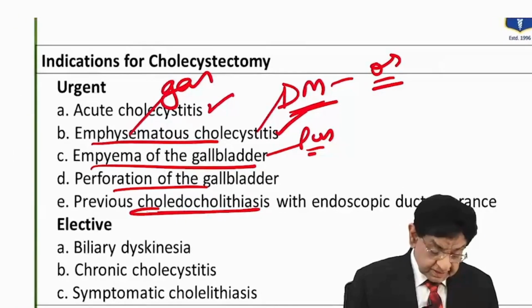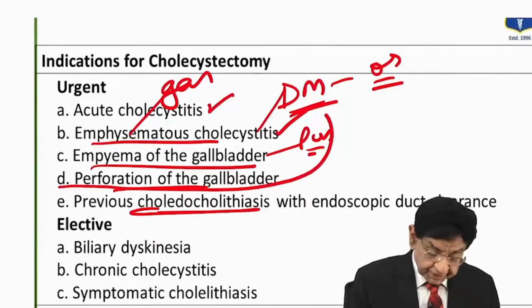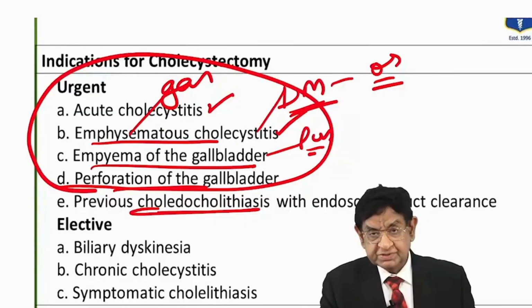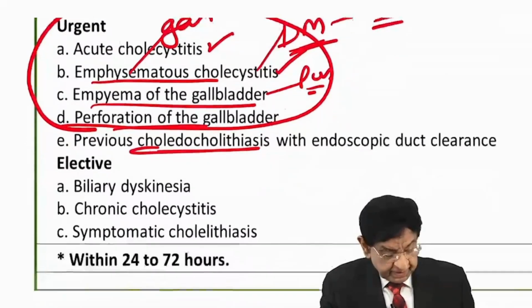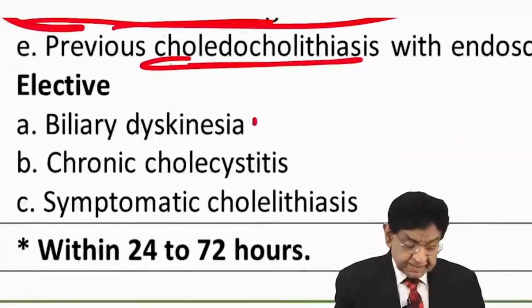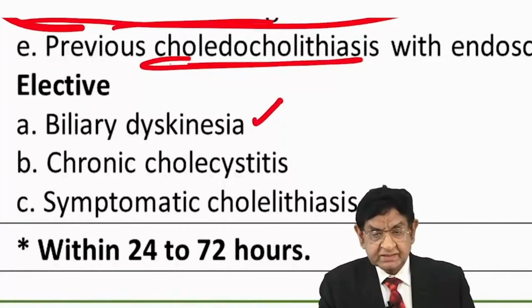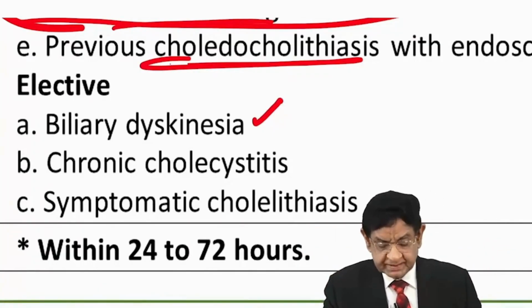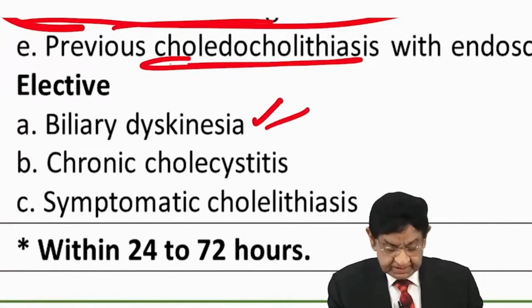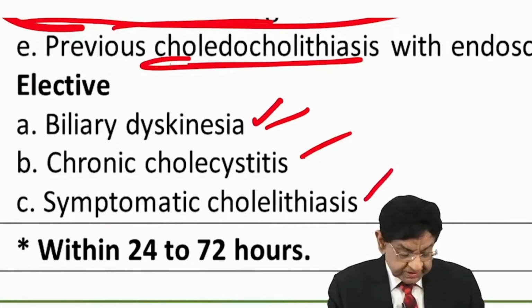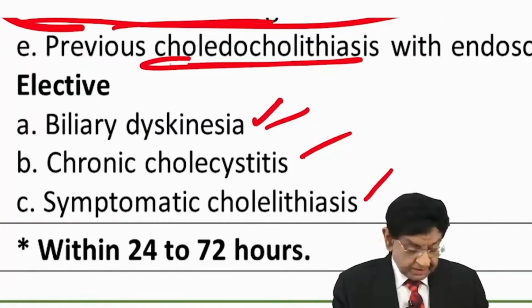But out of these, don't forget these four. These four are the urgent indications of surgery by cholecystectomy. Elective surgery we can plan for biliary dyskinesia, where we find the gallbladder is not contracting properly, and even after meals you can see the gallbladder is distended. Chronic cholecystitis is there, and symptomatic cholelithiasis is there. Okay, in such cases we can plan.